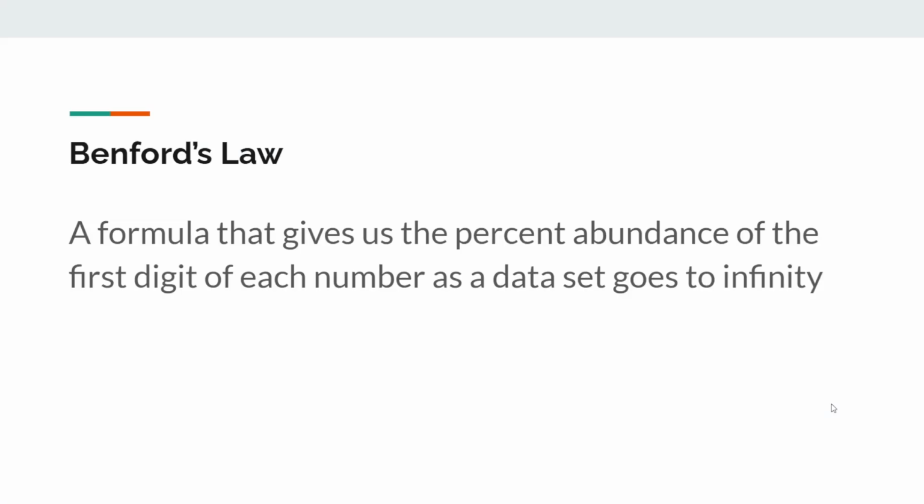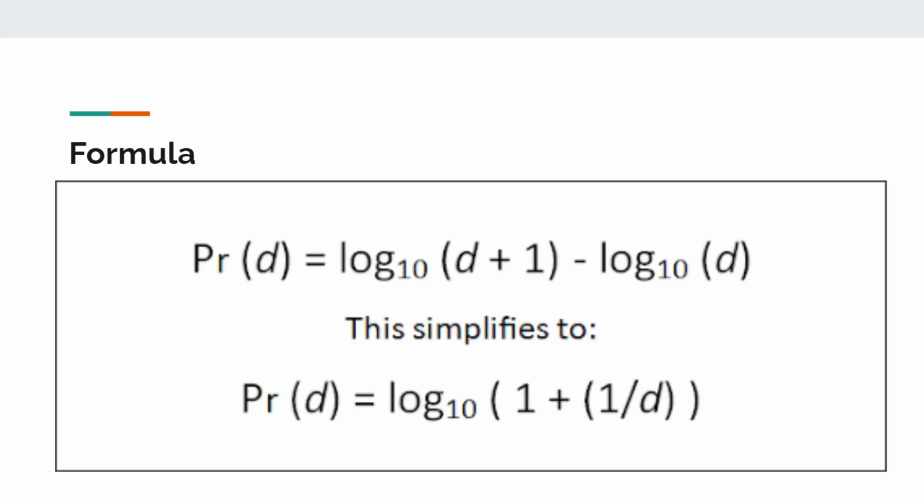Benford's law. So what is Benford's law? It's a formula that gives us the percent abundance of the first digit of each number as the data set goes to infinity. This is the formula right here. So I don't even know if this is statistics or not, but I found it really cool, because the logic behind it is pretty simple.